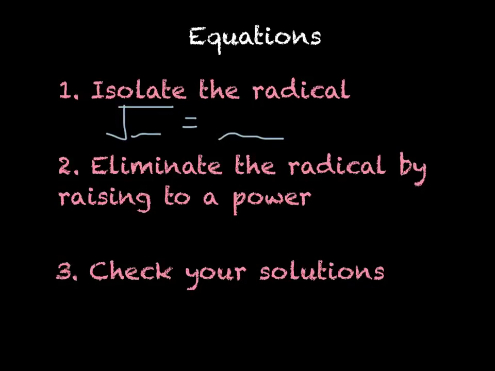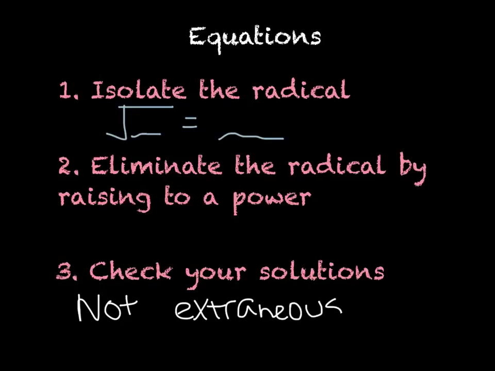Then you're going to eliminate the radical by raising to a power. So if this was a square root, then we would raise to the power of 2, and if it was a cube root, we would raise to the power of 3, etc. And finally, you want to check your solutions, because when you square something, you're letting in a lot more numbers than the domain of the square root. So you want to make sure that your solution is not something called an extraneous solution, or a solution that seems like it's correct but does not work when you try to check it.